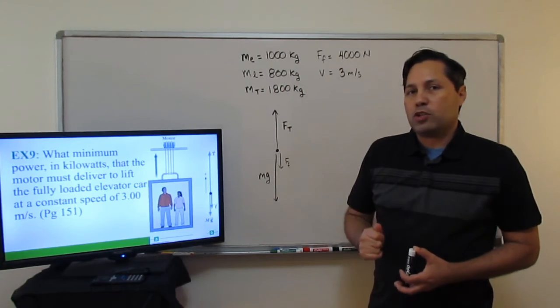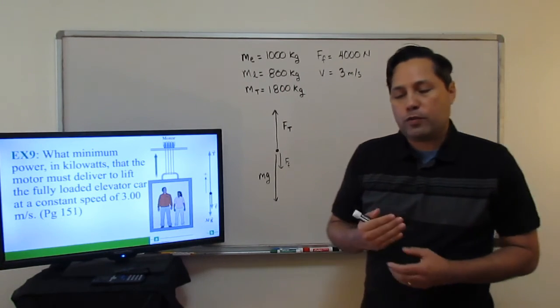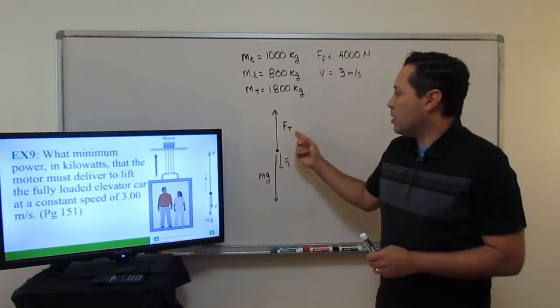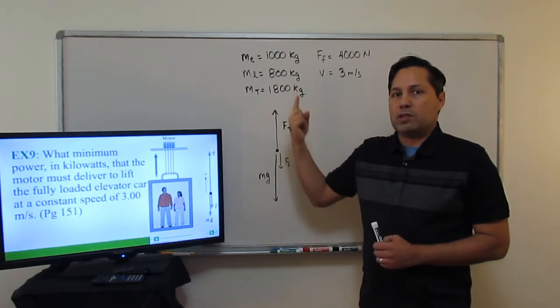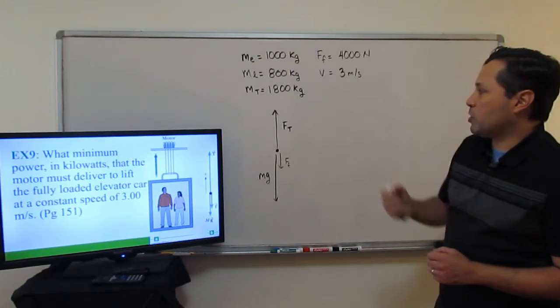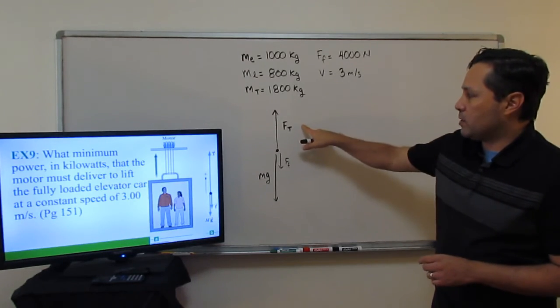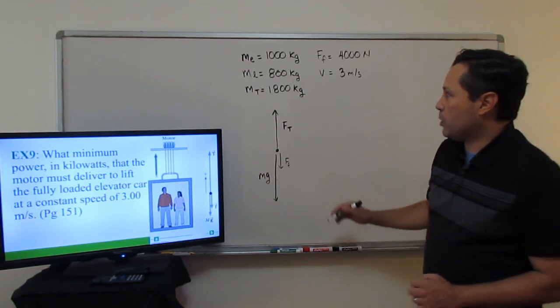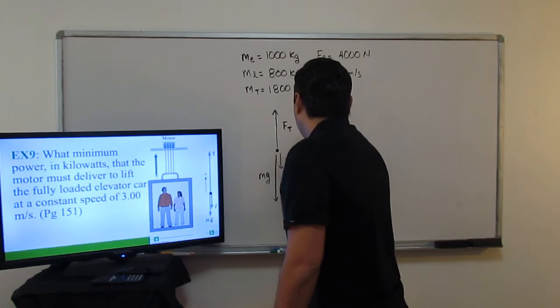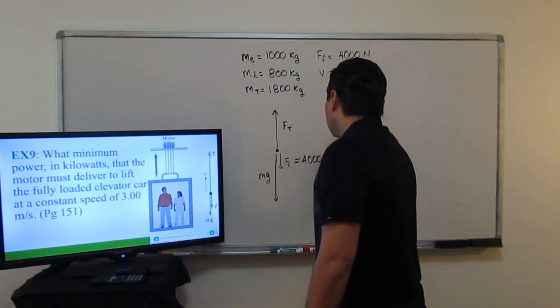Force tension is the one we're concerned with as far as figuring out how much power the motor is delivering, because the motor is pulling this elevator upwards at 3 meters per second constantly. So what we're going to do is figure out what this force tension is. We know what the force of friction is. That is a total of 4,000 newtons.